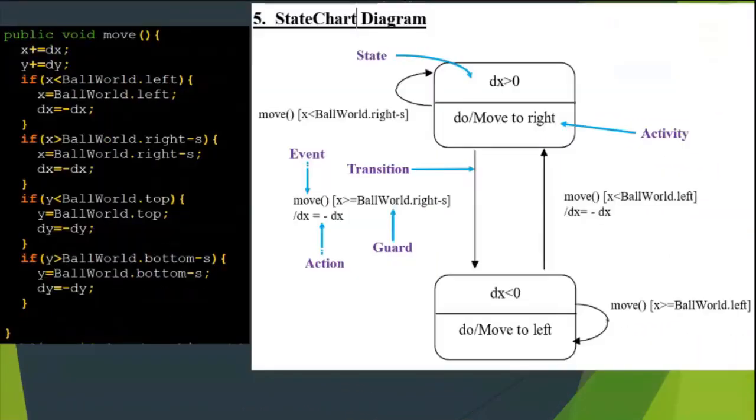Next diagrams. Okay, this is called the state chart diagram. Sometimes we call it a state transition diagram. So this is based on the ball movement. Okay, so if you look at the diagram, this is move the ball, right? The first section is called the state.